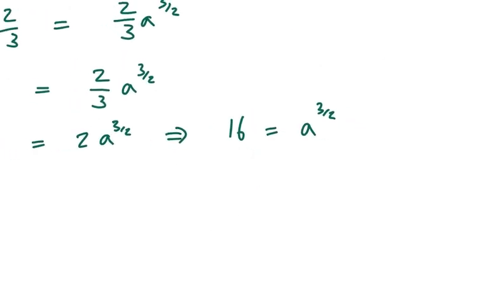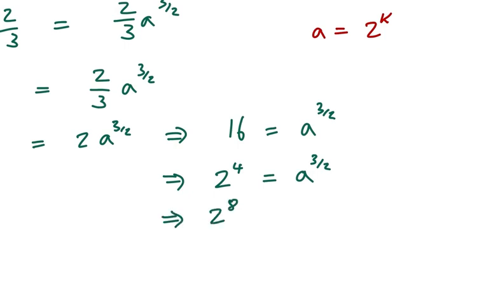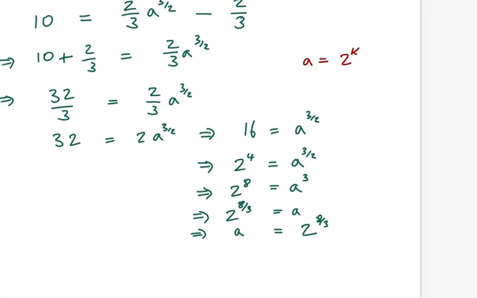We're getting there, we're getting there. Now, do you remember that the question asked for a in the form of 2 to the power of k, with k some number. So it's going to help me a lot to change 16 into 2 to the power of 4. And I'm well on my way. I'm going to square both sides. So 2 to the power of 8 equals a to the power of 3. And finally, I'm going to cube root both sides. So 2 to the power of 8 over 3 equals a. Turn it round, so a equals 2 to the power of 8 over 3.